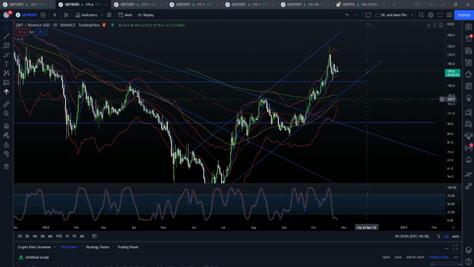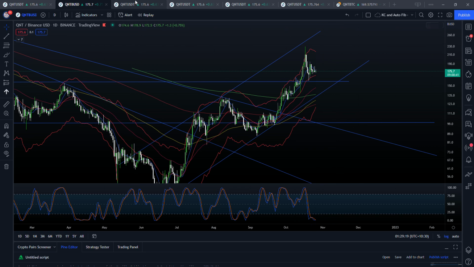Yeah, I do think we eventually rally. It's just that QNT pumped quite a bit this month, and it's definitely due for this retrace. And I think this continues for a little while longer.